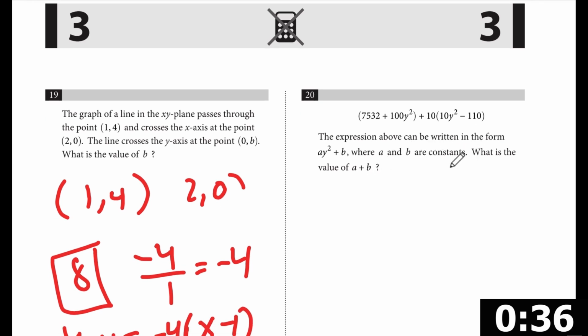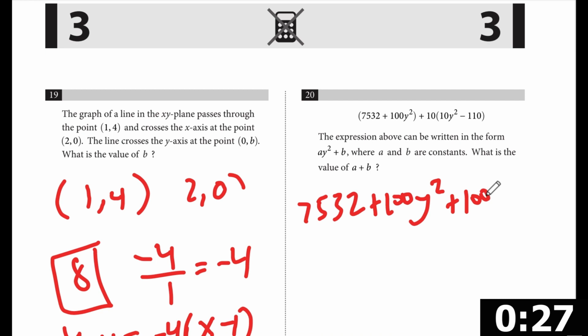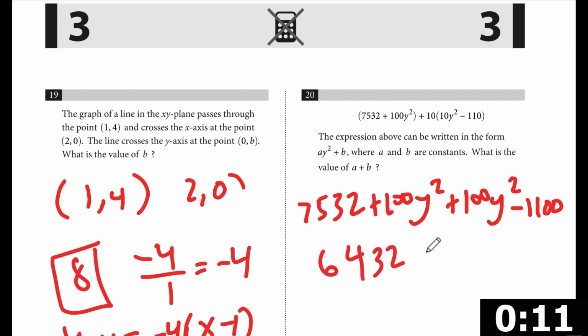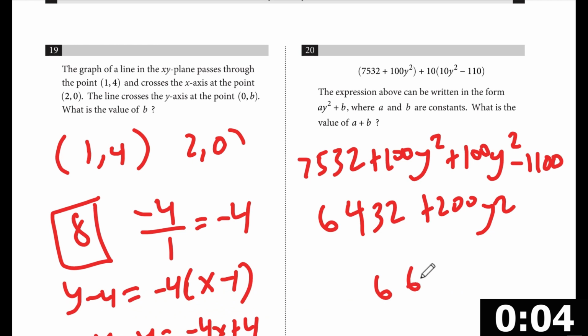The expression above can be written in the form ay squared plus b, where what is the value of a plus b? So we have 7,532 plus 100y squared plus 100y squared minus 1,100, and this would be 7,532 minus 1,100 is 6,432 plus 200y squared. So now 6,432 plus 200 is simply 6,632.